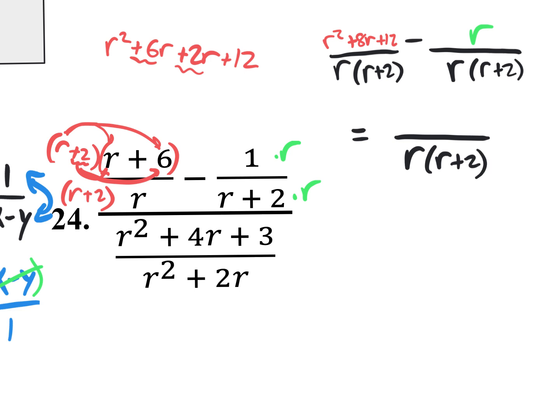Well, you're going to start with your highest exponent term, r squared. R squared minus, there's no other r squares, so it's just r squared. And then we move on to 8r minus r, 7r, right? So positive 7r. And then last but not least, 12 minus, no, there's no other number, so it's just 12. So just positive 12.